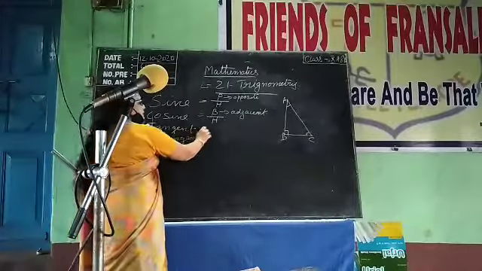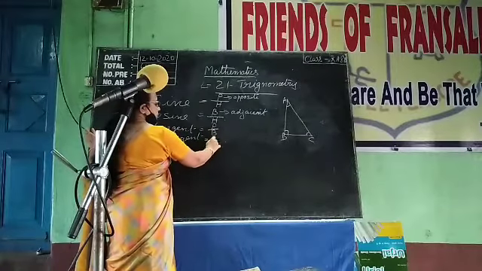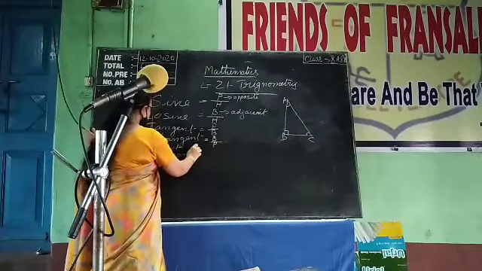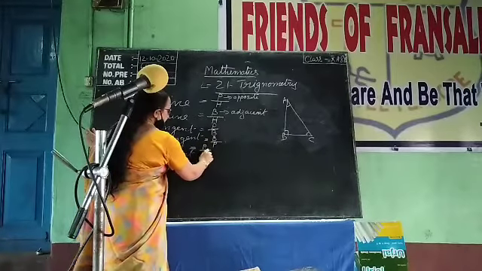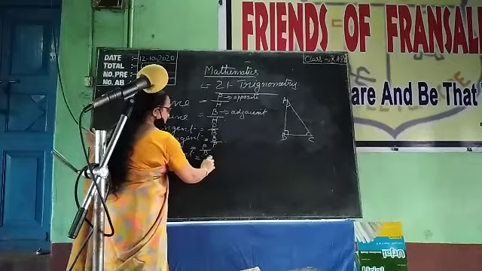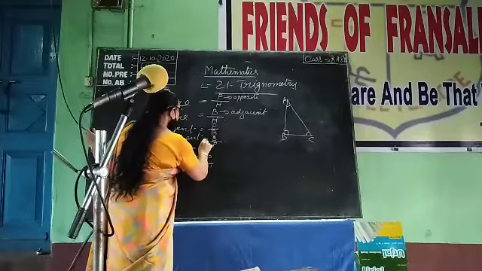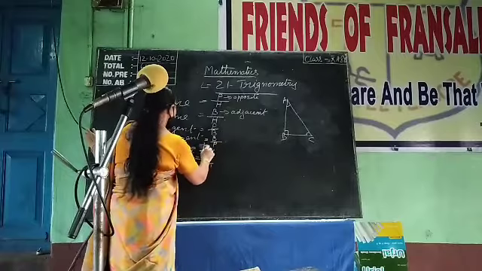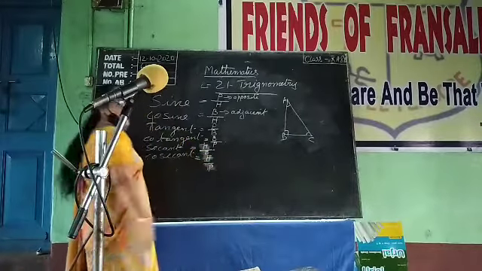Now tangent is equal to perpendicular divided by base. Cot is equal to base divided by perpendicular. Secant is equal to hypotenuse divided by base, and cosecant is equal to hypotenuse divided by the perpendicular.